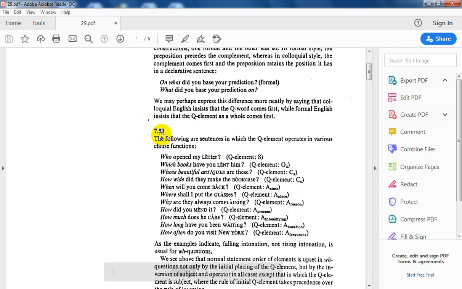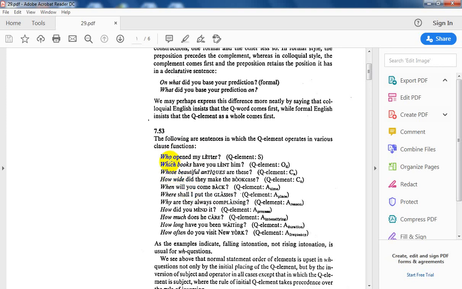In item 7.53, here I have something very important. The Q element operates in various clause functions. Function means what its role is in the sentence. It can ask for a subject, for an object, direct or indirect, for the manner, for the place, and for time. So here we have the various clause functions that the Q element can operate in a sentence.